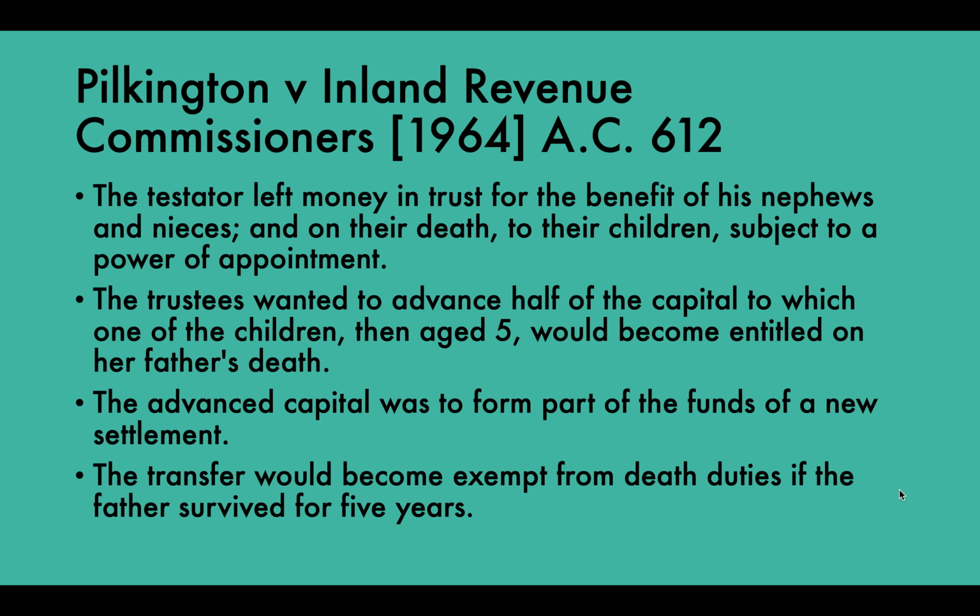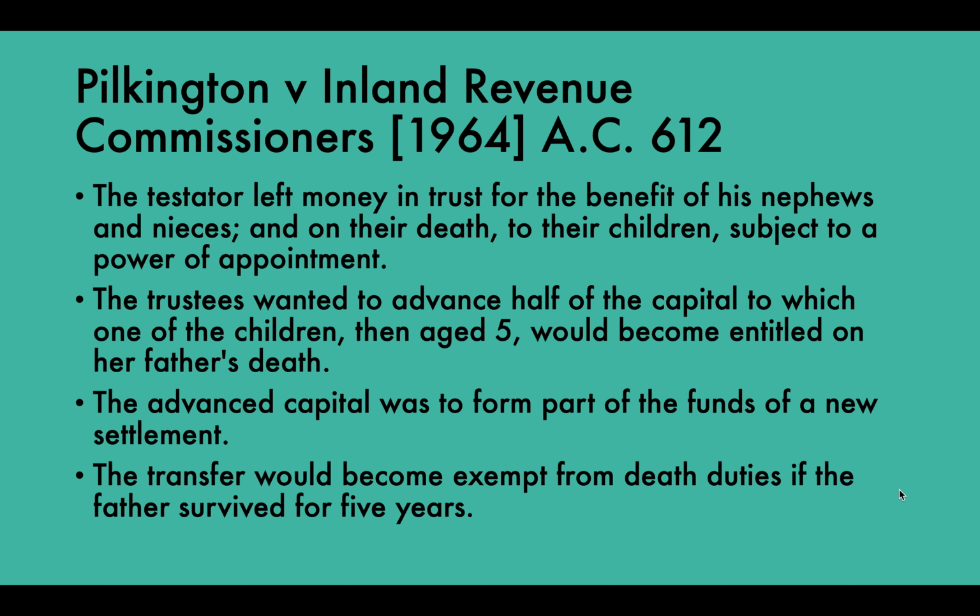Now the trustees wanted to advance half of the capital, to which one of the children, then aged 5, would become entitled on her father's death. So what the father, that is the beneficiary of the remainder child, wanted to do was to set up a new trust for his daughter. And the trustees had a power of appointment, and this allows the trustees to give property to someone who will become entitled to it in the future. And this was an express power in the trust deed.